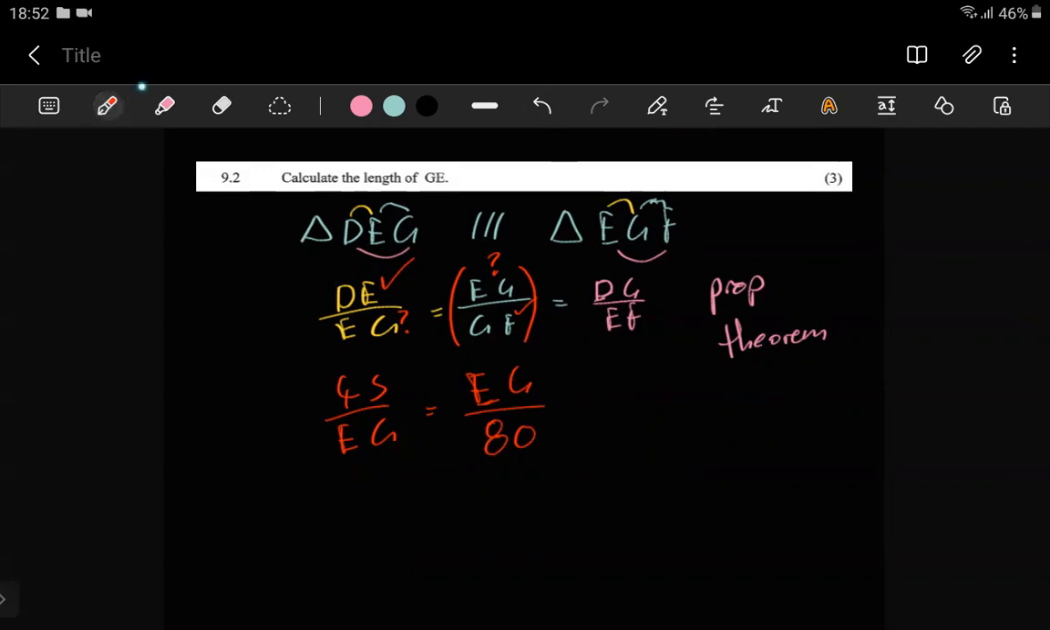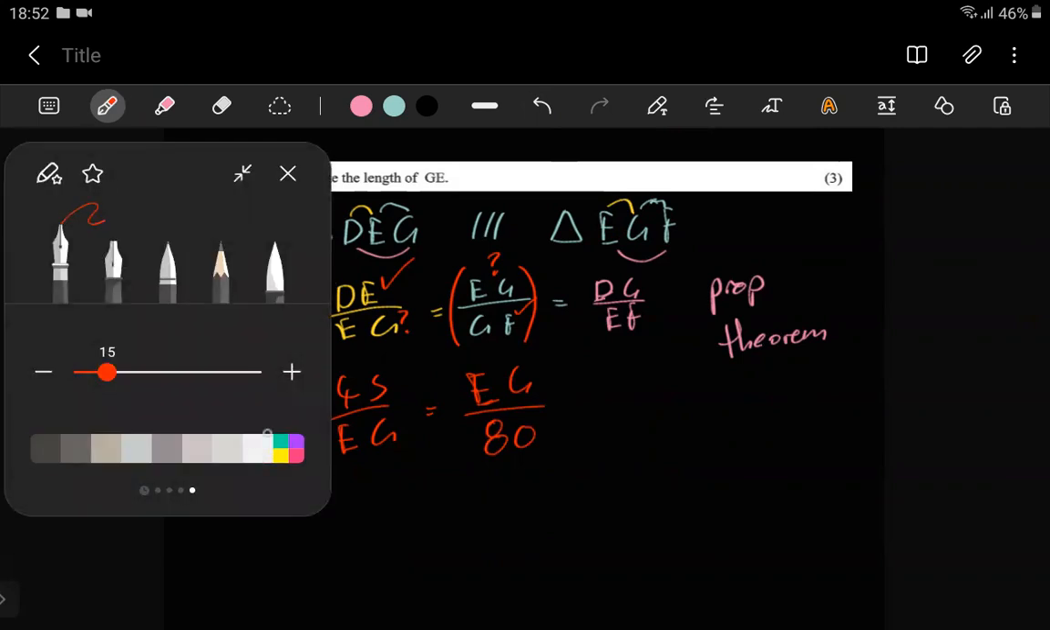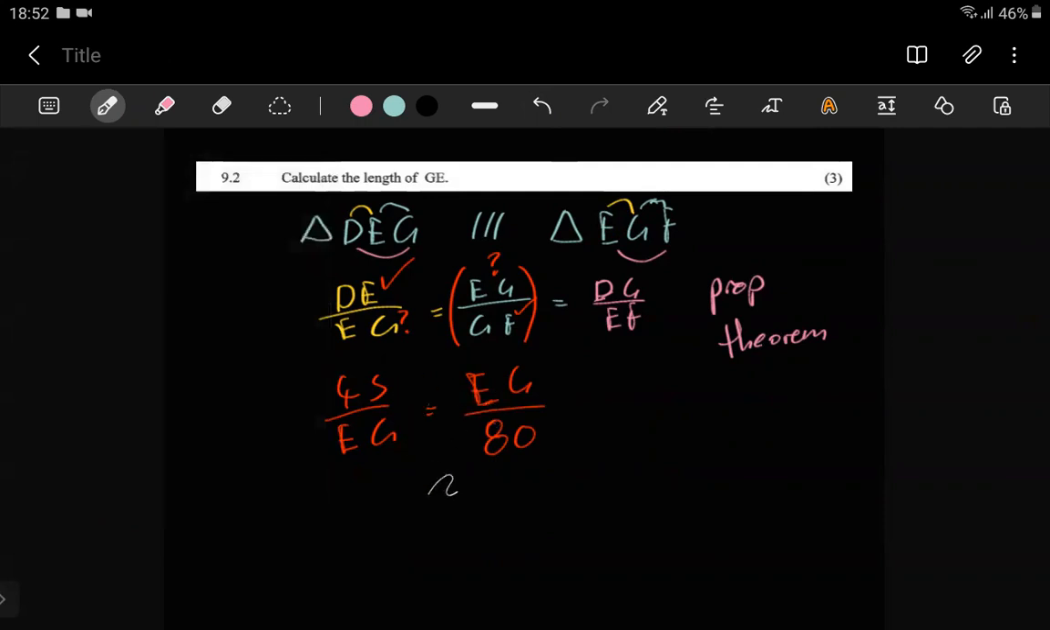With all this being said, we can now cross multiply to work out EG. Cross multiplying, I have EG squared here. Let me just grab this calculator, because it's definitely not next to me. Let's see, 80 times 45, we're getting 3,600. So EG squared is equal to 3,600.